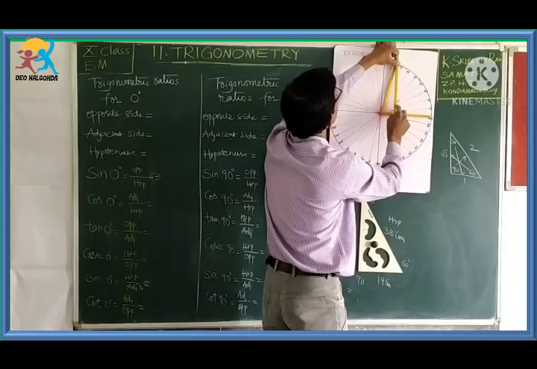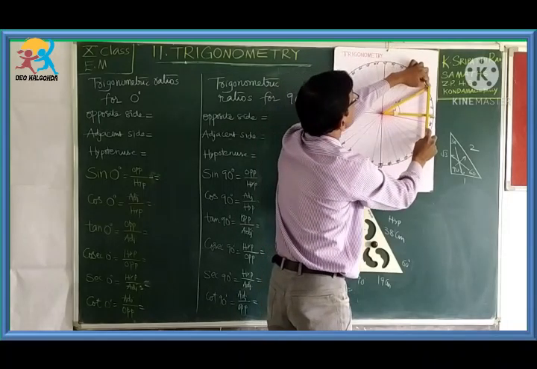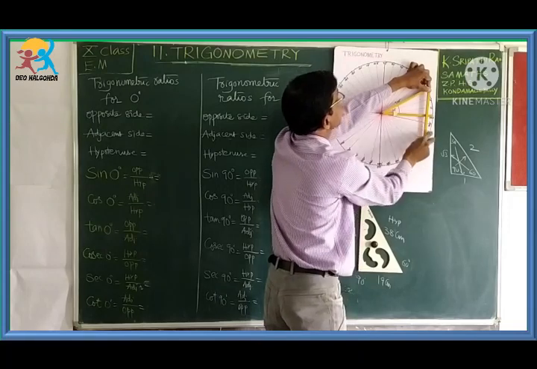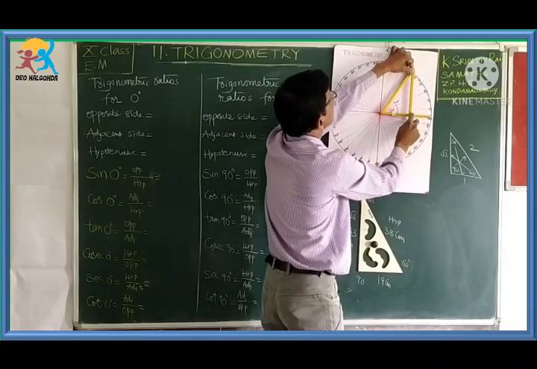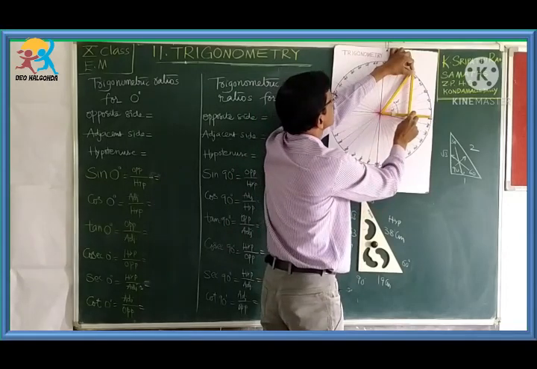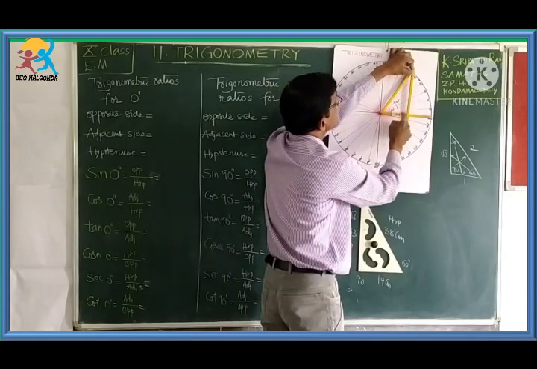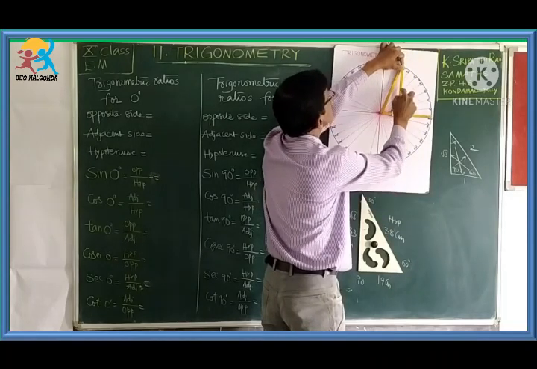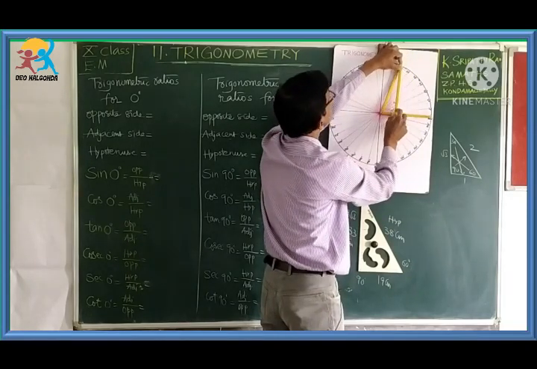If we increase slowly like this, here the opposite side is less than the adjacent side. If we increase the angle, the opposite side is slowly increasing and the adjacent side is decreasing. See here, the opposite side increased, the adjacent side decreased.